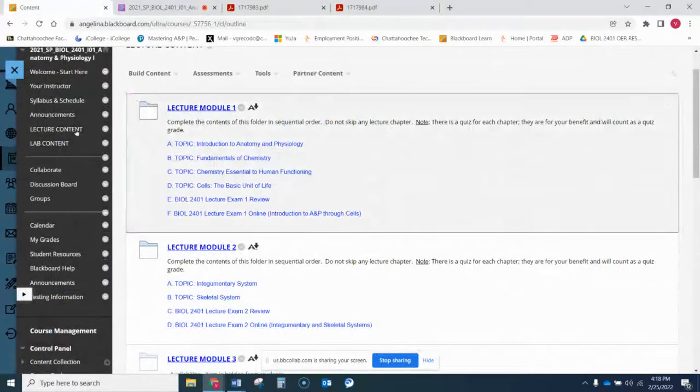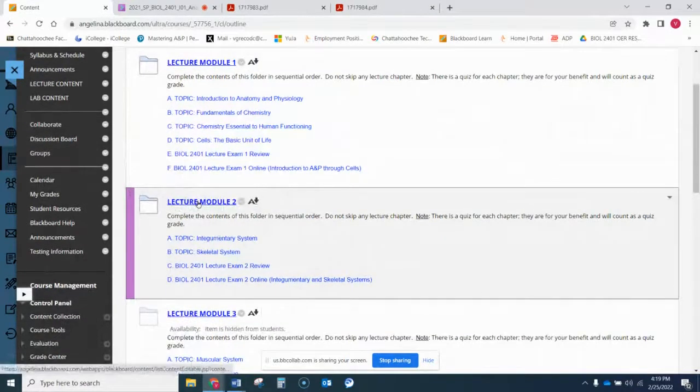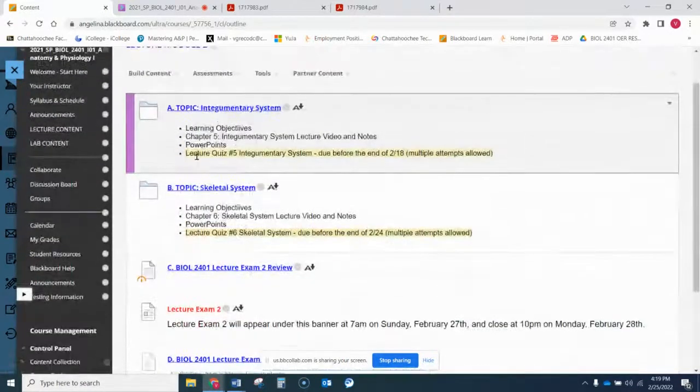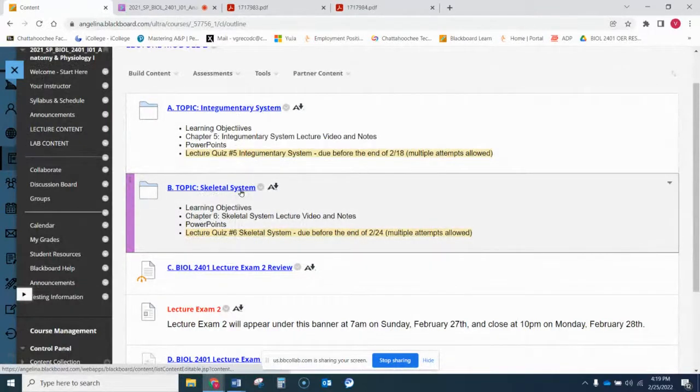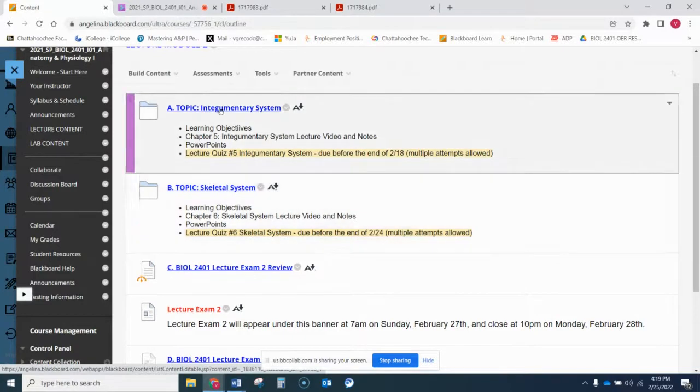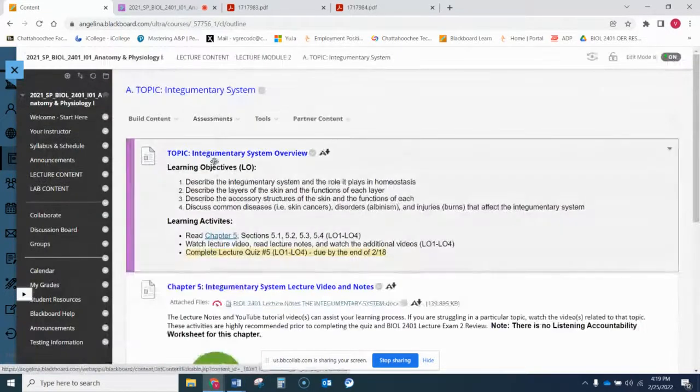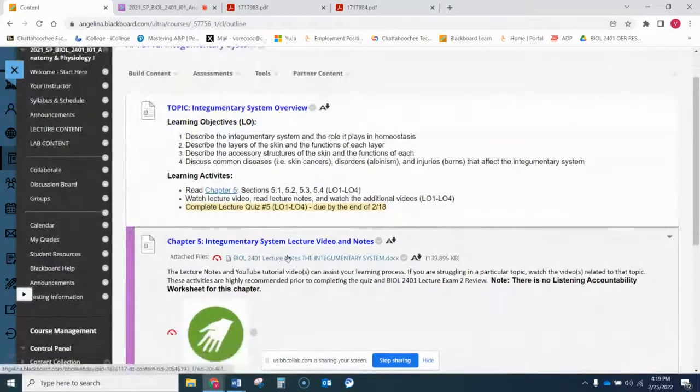And here is our lecture content, and of course, we've already done Lecture Module 1, we're in Lecture Module 2, and there's the two topics, the integumentary system and the skeletal system. So I'm going to scan through the lecture notes for each of these two topics. And the lecture notes are found, I'll click on the integumentary system here. The lecture notes are found right there, right?